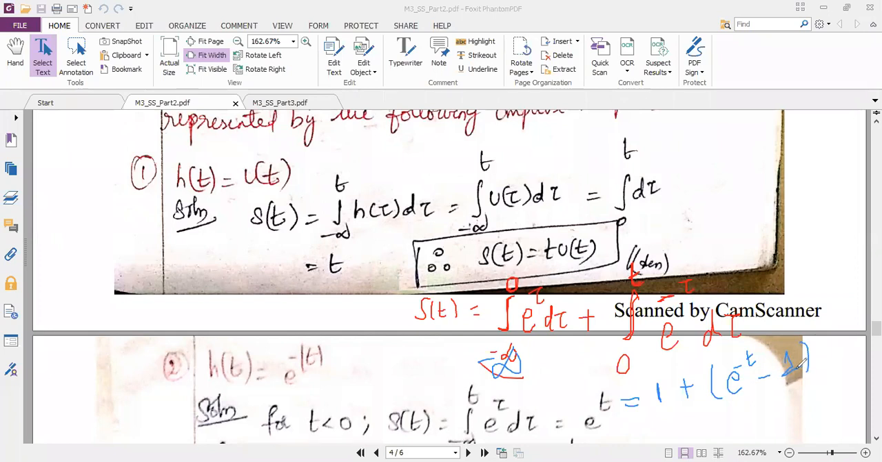Has anyone solved? Harshita? Ma'am, e power minus t. Just e power minus t? Check it again. Actually, minus e power minus t, ma'am. Yes, one minus will be there.